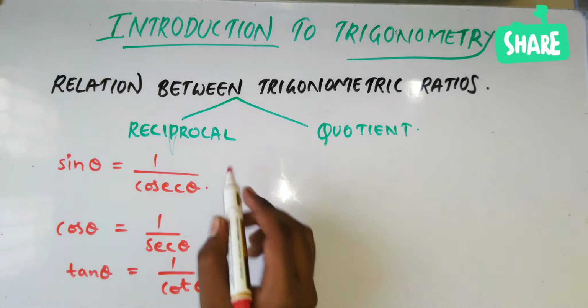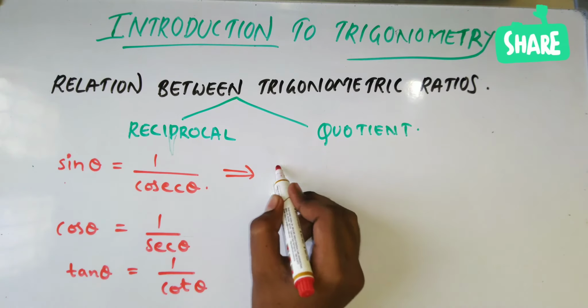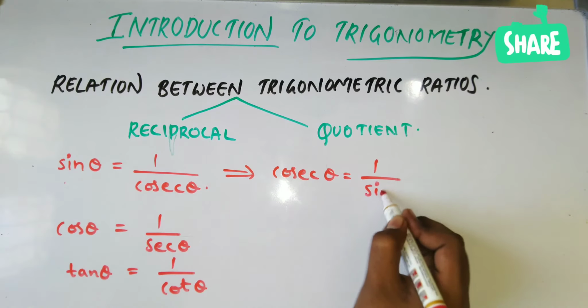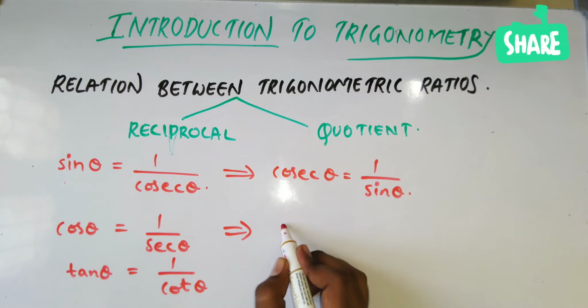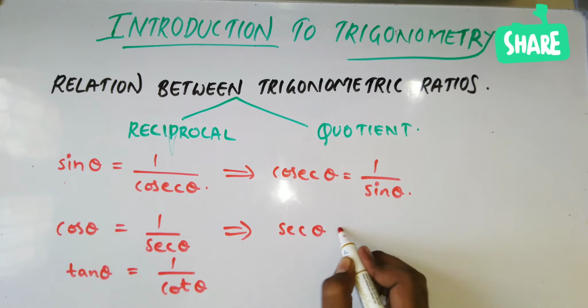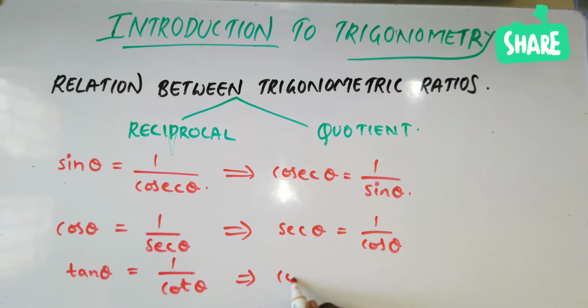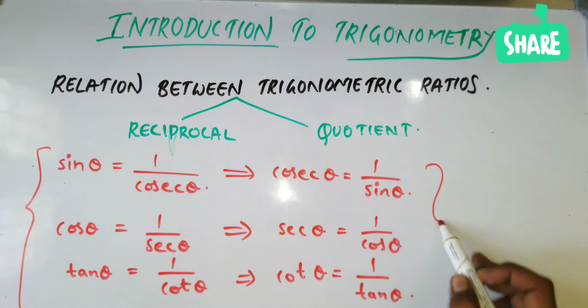Now from here, since sine theta is the reciprocal of cosecant theta, cosecant theta is also the reciprocal of sine theta, vice versa. And again, secant theta will be 1 by cos theta, and cot theta will be 1 by tan theta. So these are the important things. These are nothing but the reciprocal relations.